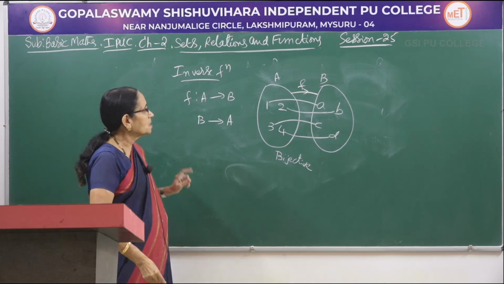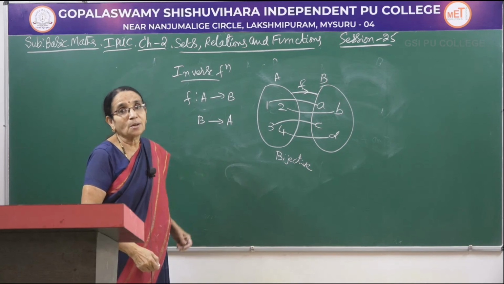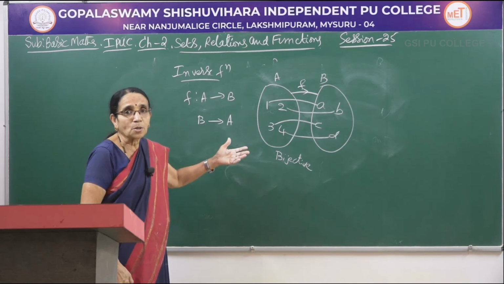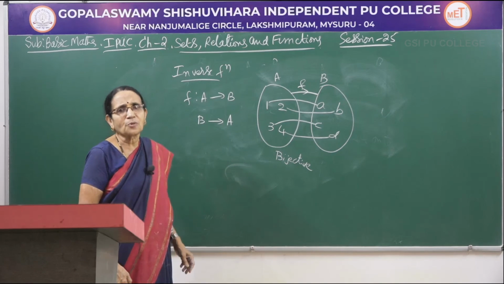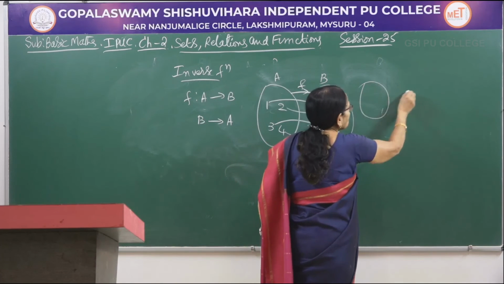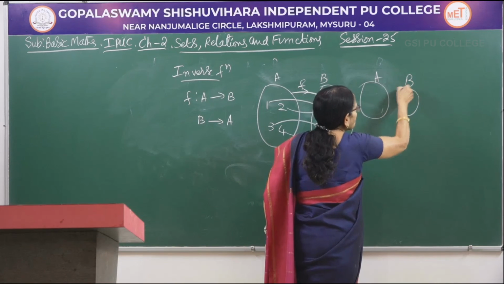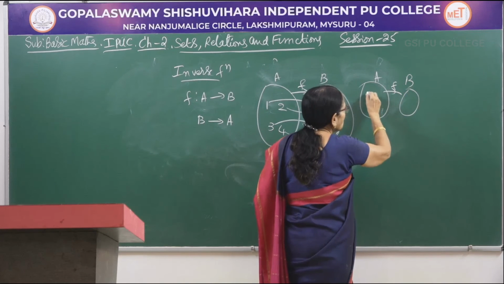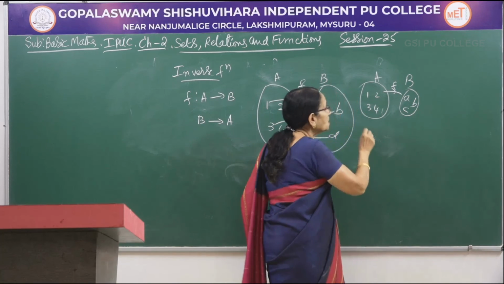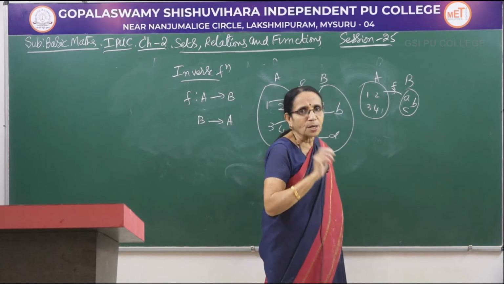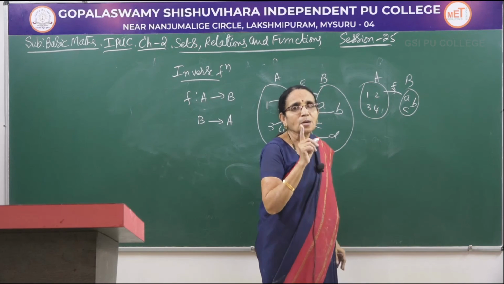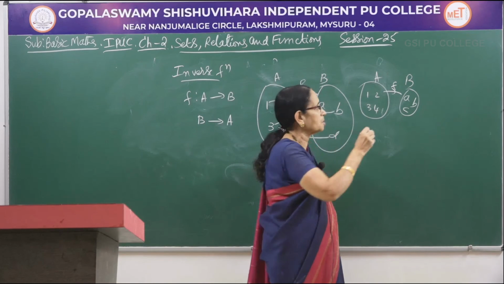From B to A. Look here, can I define a function like this from the codomain to the domain? What is the definition of a function? According to the definition of a function, suppose I have two sets A and B. F is a function, then the condition is: each element of the set A should have a unique image in the second set B.